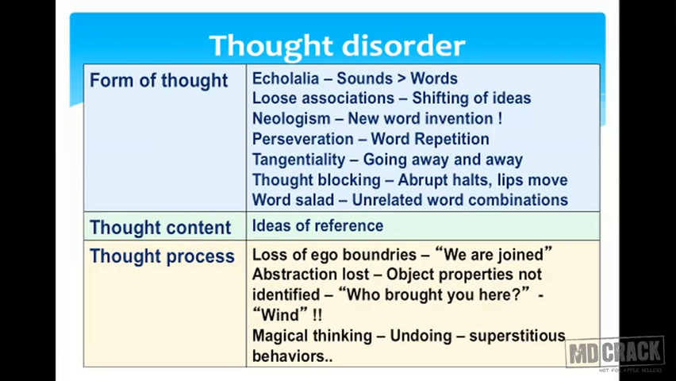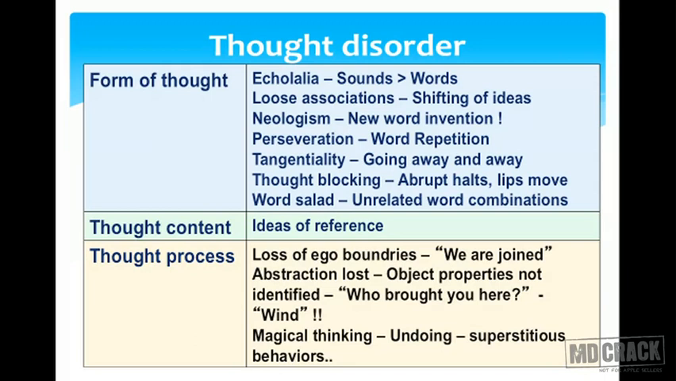The next one is thought content. And the example of thought content disorder is the ideas of reference. Anything happens in this world, the patient feels it is being referred to him. For example, if there is rain starting, the patient might say that the rain has started because it is going to wipe away my house. Everything is related to him. There's a reference. So it's called idea of reference.